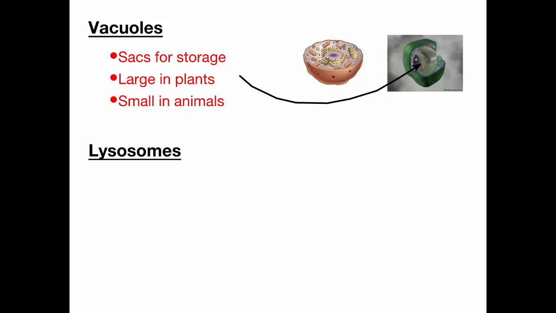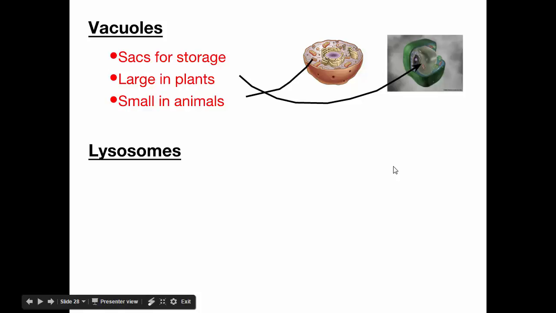And it's kind of like a beach ball. If you blow it up full with air, that's filled with water, it pushes against the cell wall and gives the cell a very rigid shape. If it gets deflated and you deflate the beach ball, it's kind of soft and squishy. That's what happens when a plant wilts. The central vacuoles lose water and they can't hold their position very well.